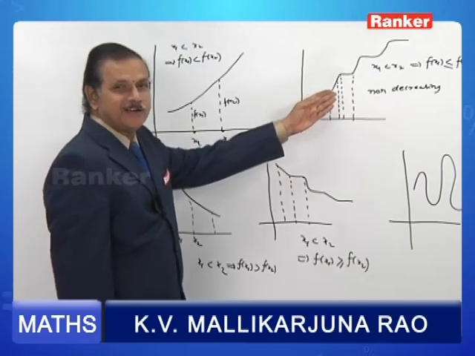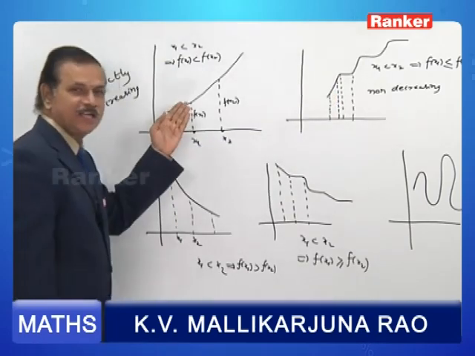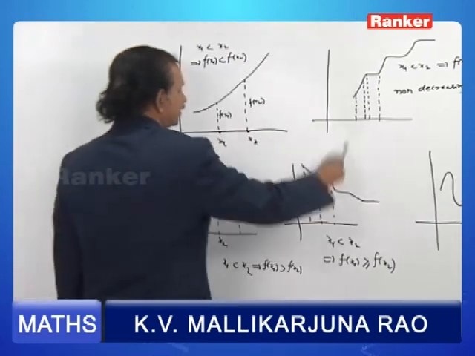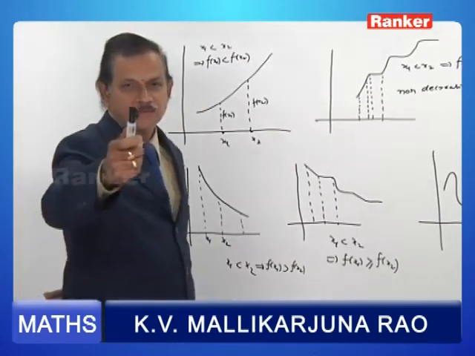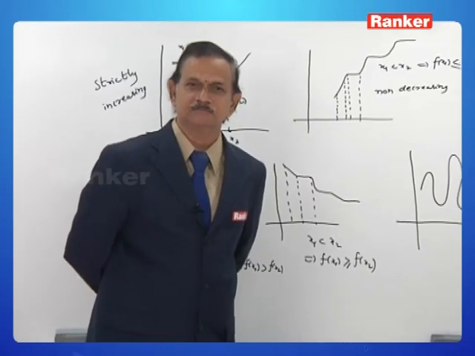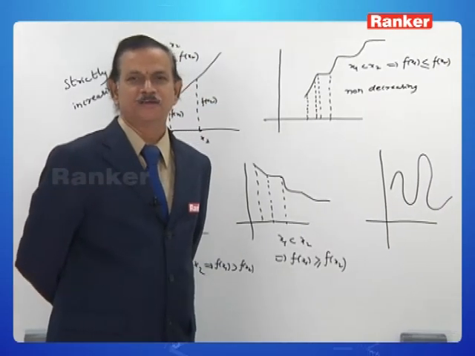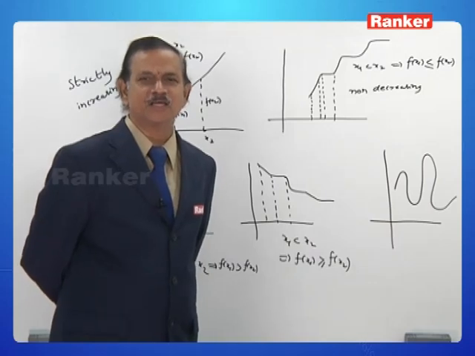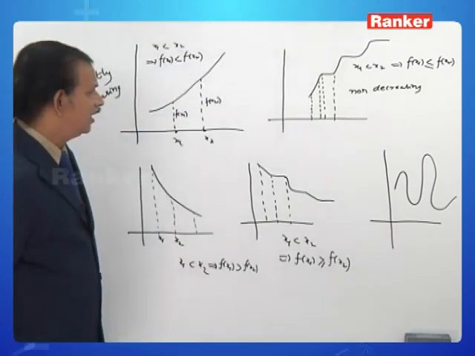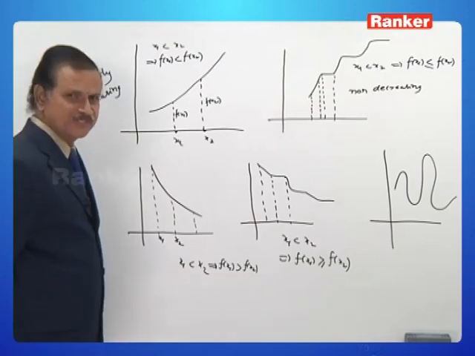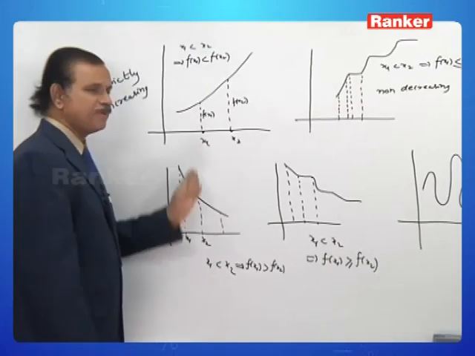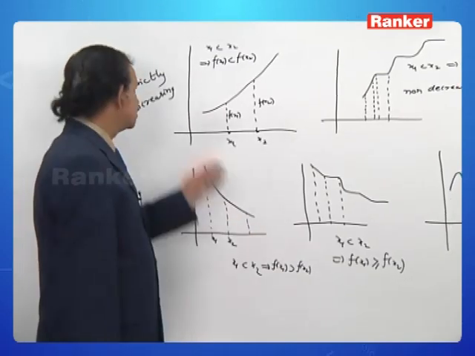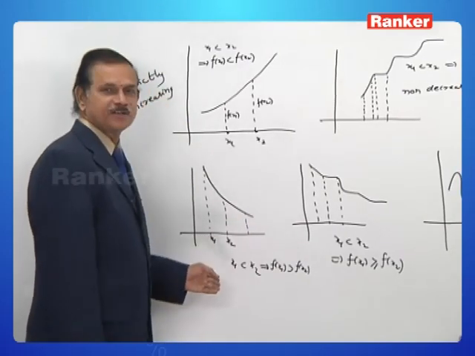This is non-decreasing, this is strictly increasing, this is strictly decreasing. All these four things together can be called monotonic. What do you mean by monotonic? Same character, either increasing or decreasing. To be more precise, these are strictly monotonic. That is why we say strictly increasing and strictly decreasing.